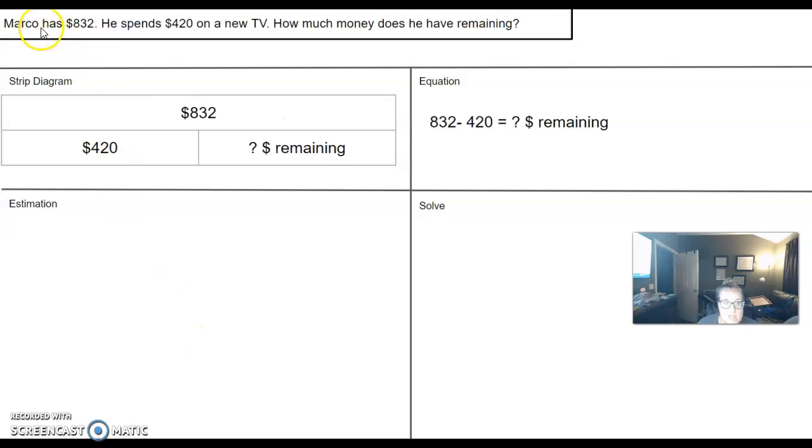The next question says Marco has $832. He spends $420 on a new TV. How much money does he have remaining? Again, we have our strip diagram and equation from yesterday. Today, you're going to focus on the estimation.